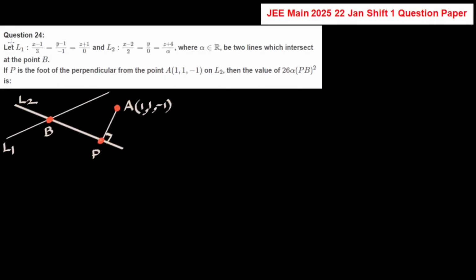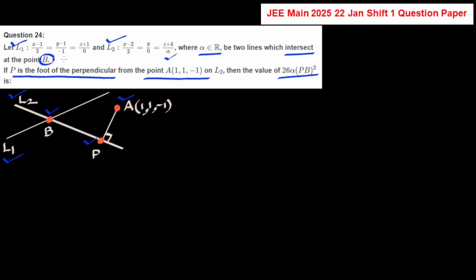Equation of line L1 and line L2 is given. This alpha is given to be a real number and these two lines intersect at point B. Equations of line L1, this one, and L2, this one, are given where this alpha is a real number. They intersect at point B. Here P is the foot of the perpendicular from the point A, this one, we have to find the value of 26 alpha into PB whole square.